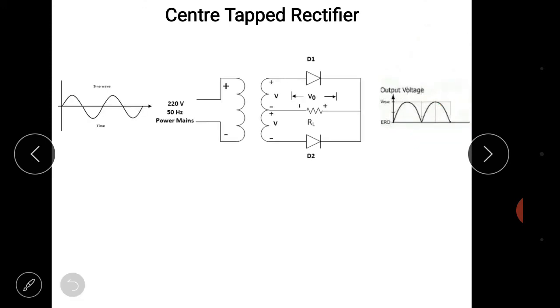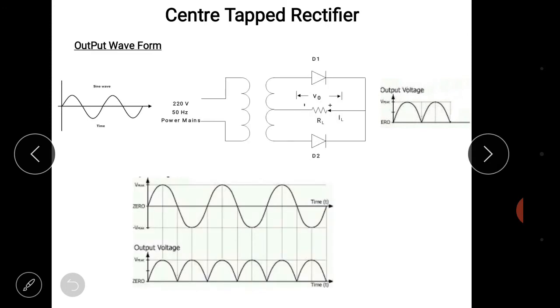Here we see that for the input voltage we are getting output for both cycles. For the positive half cycle we are getting the positive voltage, and for the negative half cycle again we are getting the positive voltage. This is possible because in both cases the direction of load current remains the same. This is the output waveform for the center tap rectifier, as is clear from the figure. Therefore for the positive cycle we are getting the output voltage, and for the negative cycle also we are getting the output voltage of the same polarity.